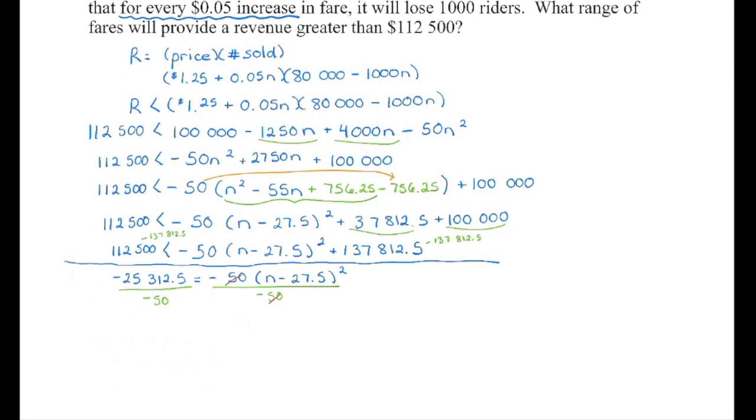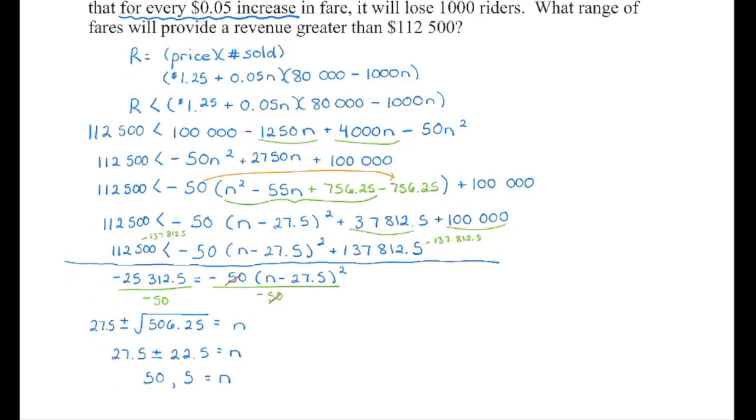137,812 and 5/10. Divide out that negative 50, square root. Remember, we're going to have a positive and a negative root, and then we're going to add that 27.5 to this side. This happens to be a perfect square. So if we square root 506.25, we're going to get 22.5. So one solution is n is 27.5 plus 22.5. Our second solution is 27.5 minus 22.5.